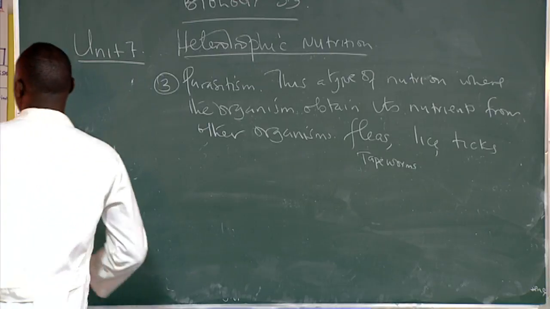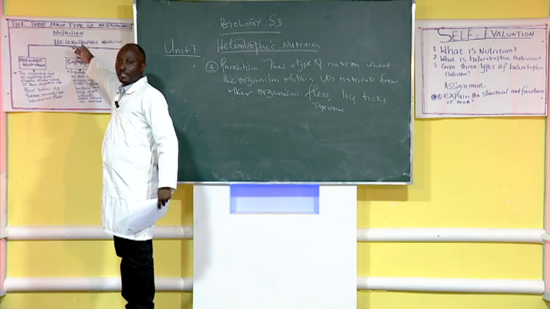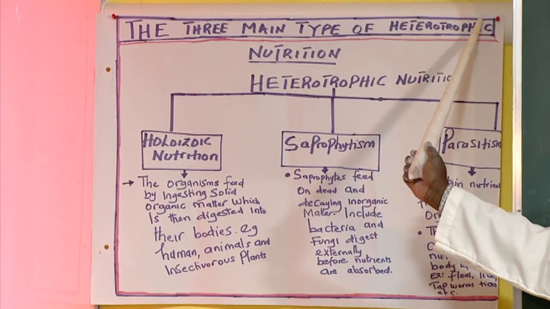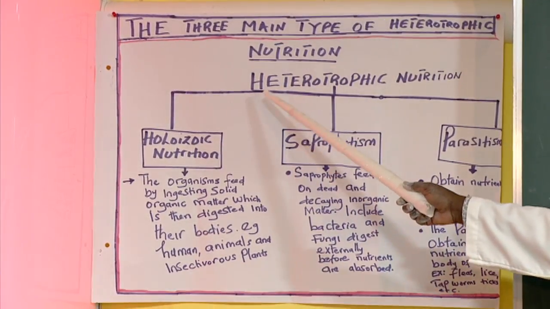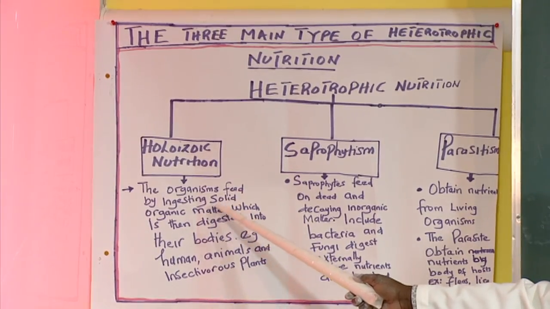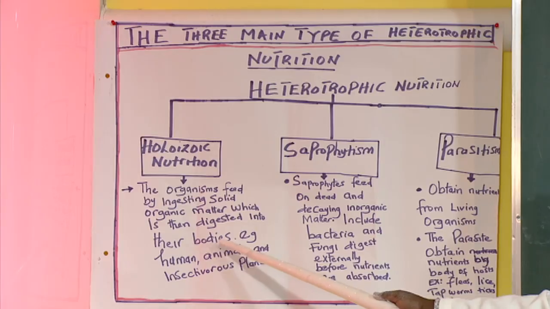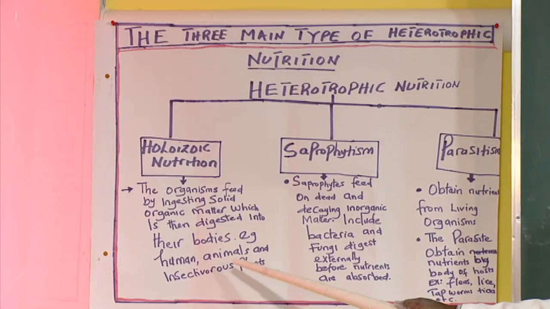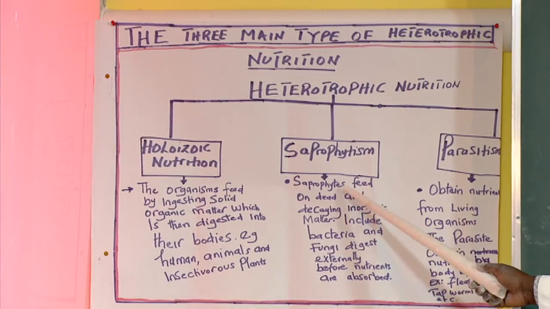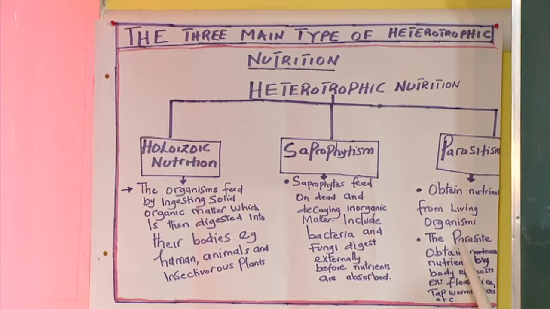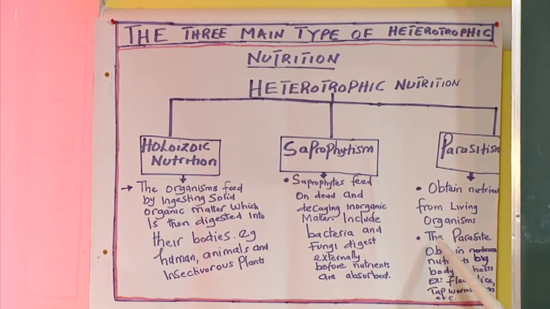Good. Here is a summarized chart that gives you the details of these three major types of heterotrophic nutrition. Number one is holozoic nutrition. The organism feeds by ingesting solid food materials, which are then digested in their body, e.g. humans, animals, and insectivorous plants. Insectivorous plants are plants that feed on insects. We have saprophytism, they feed on dead, decayed organic matter. Parasites obtain their nutrients from other organisms. We have a parasite and a host. Parasites normally live on the bodies of the hosts.